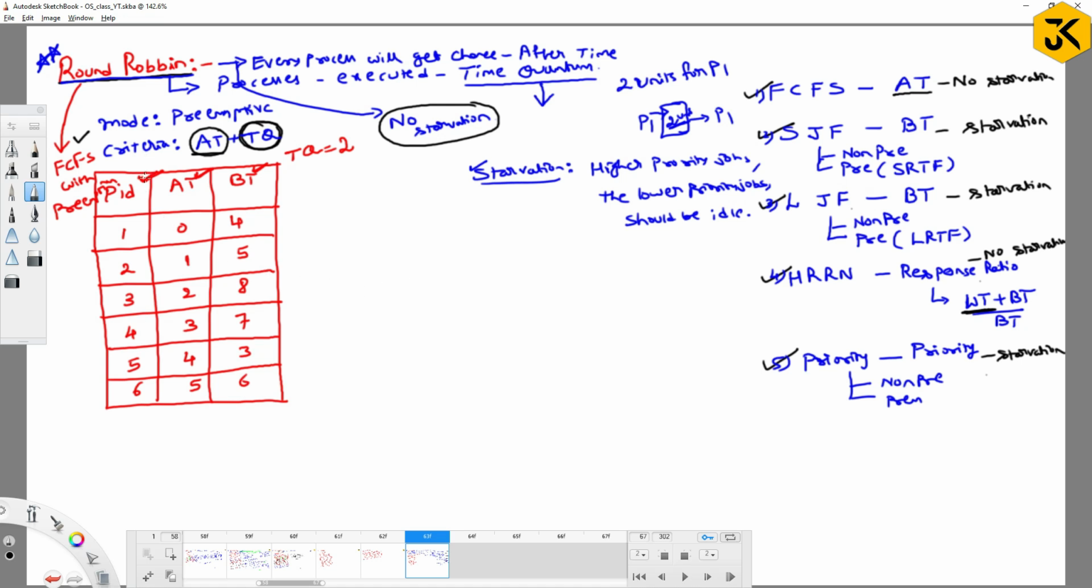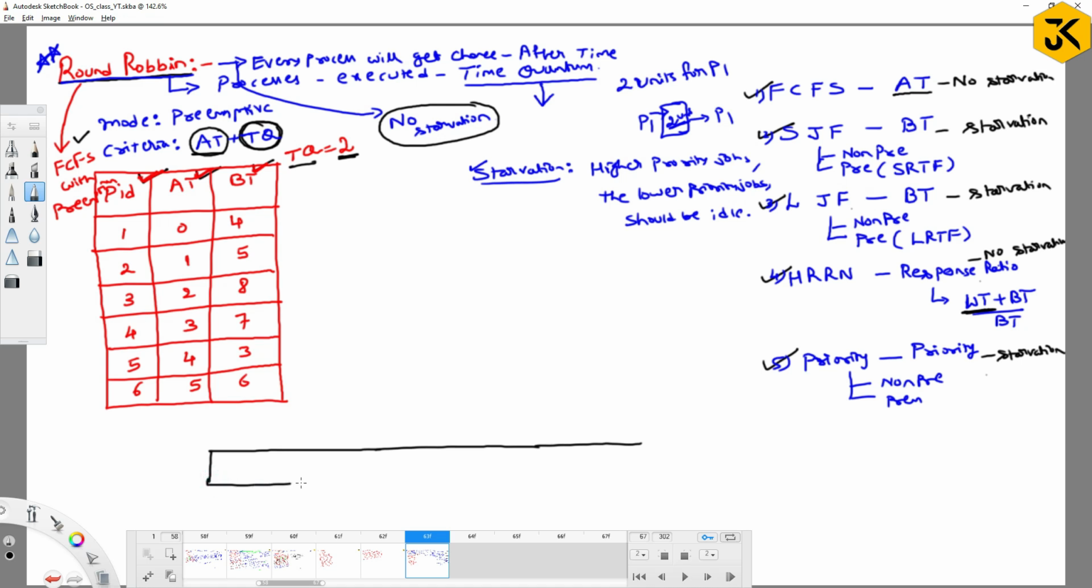So here the given data set contains process ID, arrival time and burst time. And if you want to work with the round robin algorithm, definitely you require a time quantum, and the time quantum they have given is 2 units of time. So in order to solve this particular problem, we have to go with the Gantt chart.